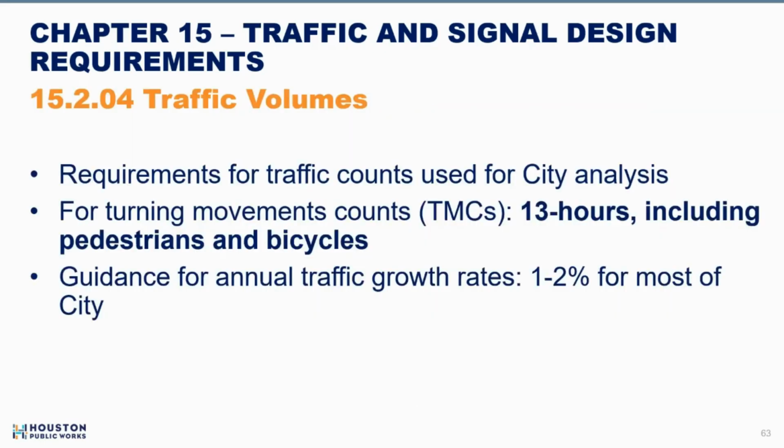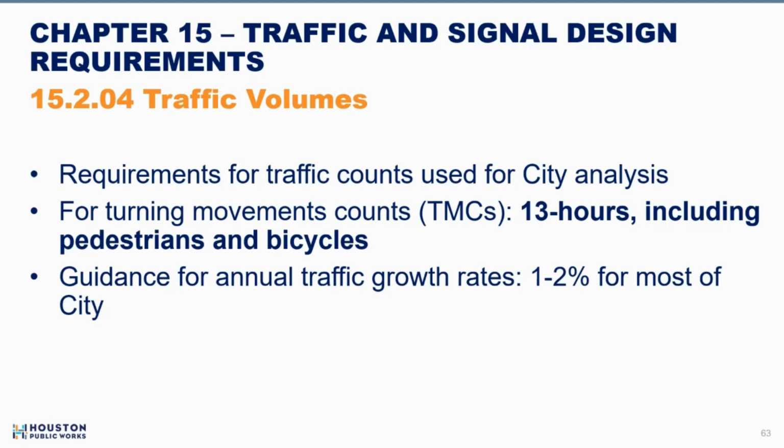A few more minor changes in Chapter 15 before I pass it on to Ahmed. We have a little more guidance for the kinds of information we're looking for on traffic volumes and traffic counts. This is the section that defines what kind of data we are looking for at the city to approve different kinds of studies. And we've been using 13-hour turning movement counts at intersections. These have gotten a lot more affordable. And what this gives us is it allows us to look at the AM peak hours, PM peak hours, noon peak hours, and off-peak hours.